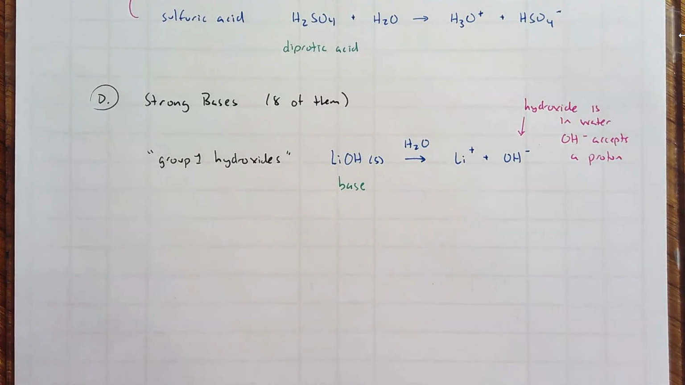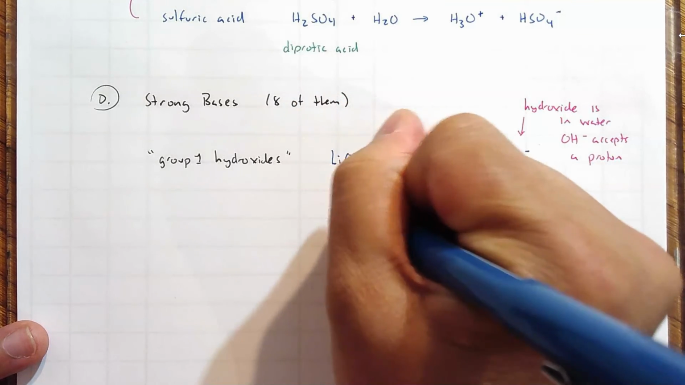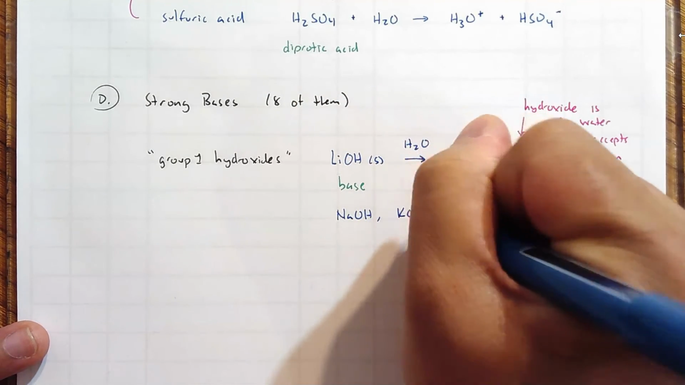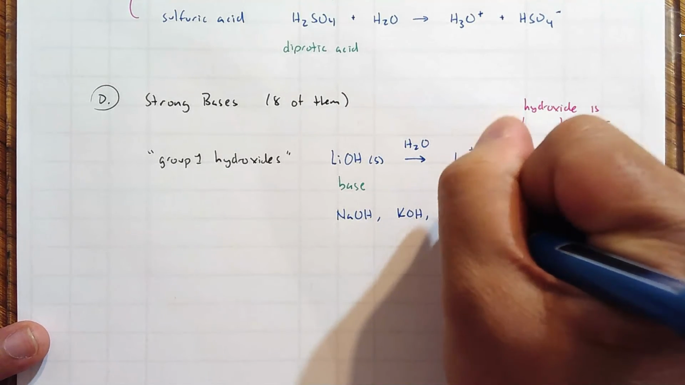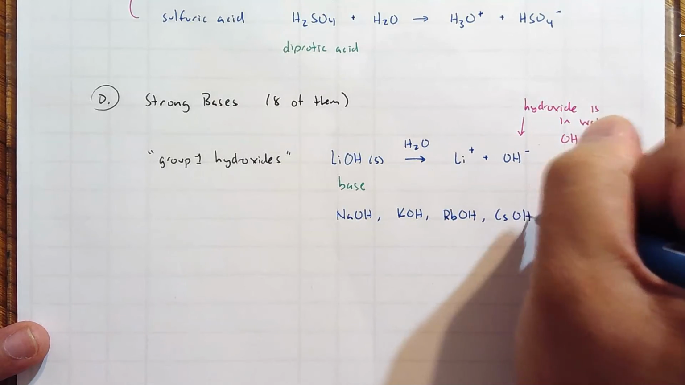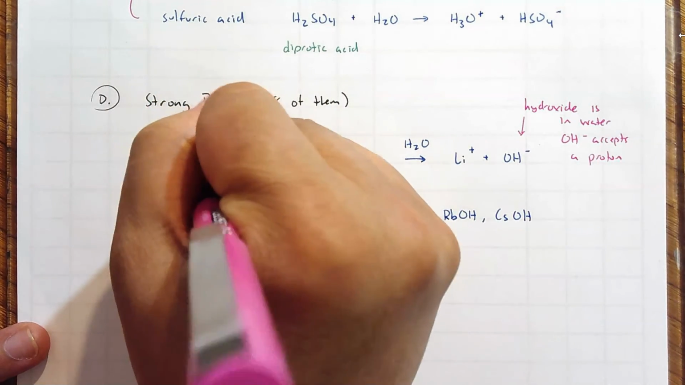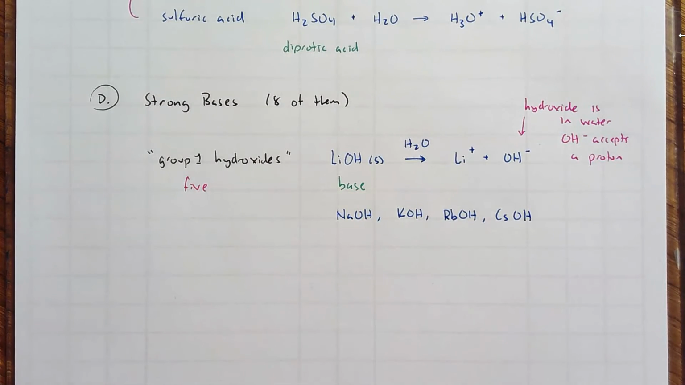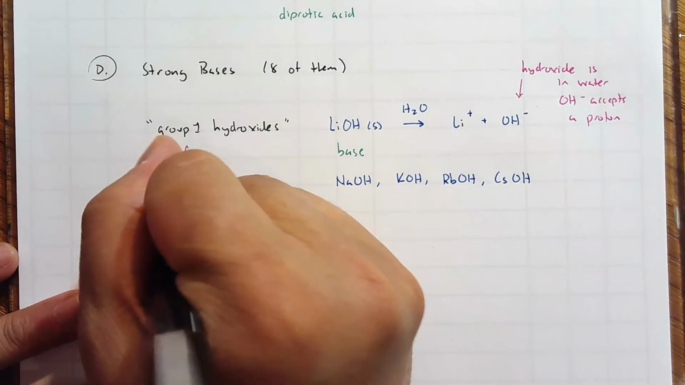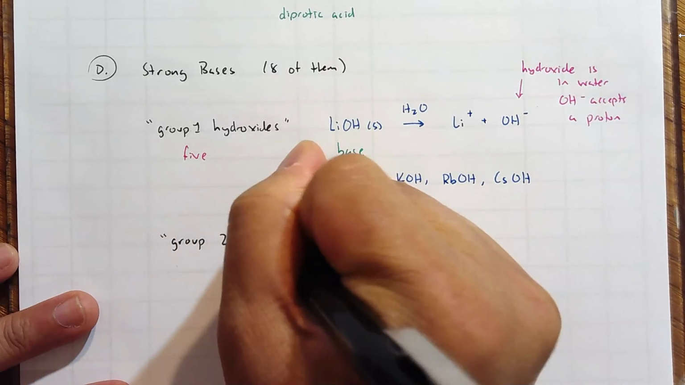That's a strong base. So if we go down the group, you have also NaOH. And you have potassium hydroxide, KOH. And rubidium, RbOH. And the last one is cesium hydroxide, CsOH. So here we have 5 of them. Okay. We also have the group 2 hydroxides that are strong bases. Group 2 hydroxides.